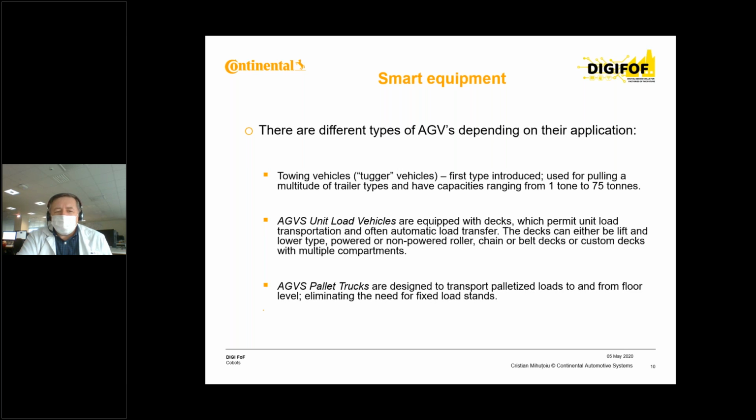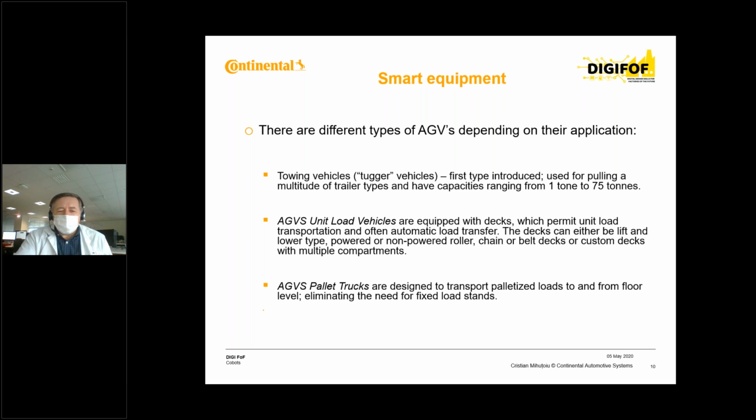We have towing vehicles, also called tuggers, which is the first type introduced, used like a locomotive pulling a multitude of trailer types and having capacity ranging from 1 ton to 75 tons. Usually the tuggers are the devices that have on their tail several carriages and that follow very strict routes based on wire or tape. It's still used in the industry today.